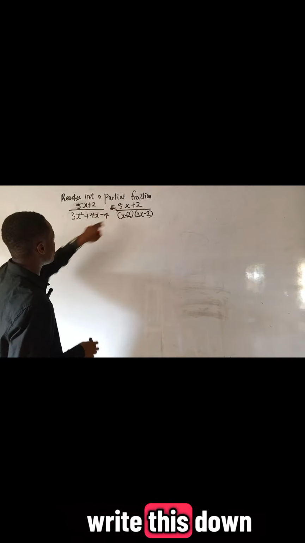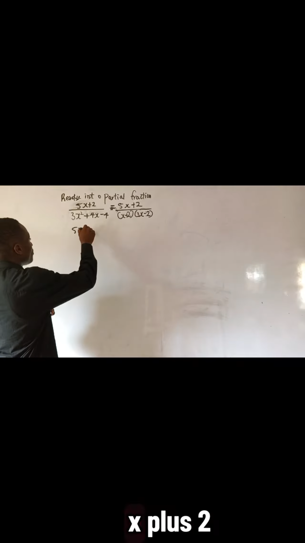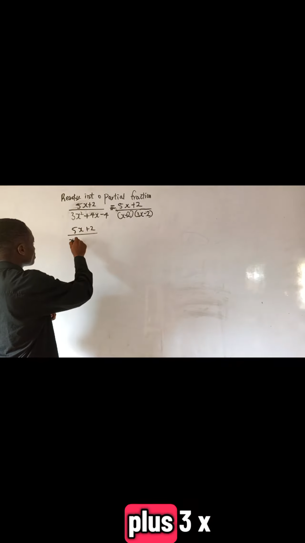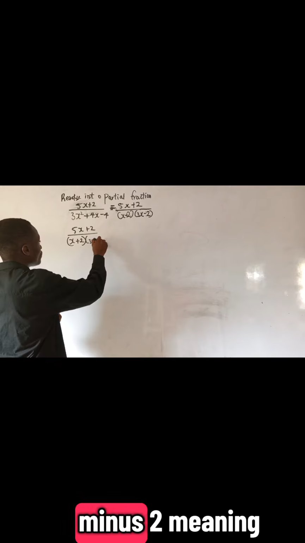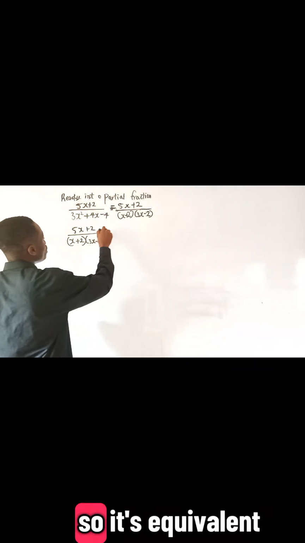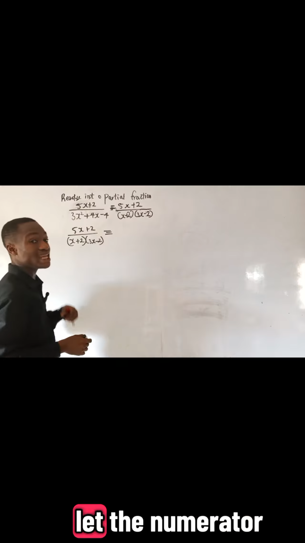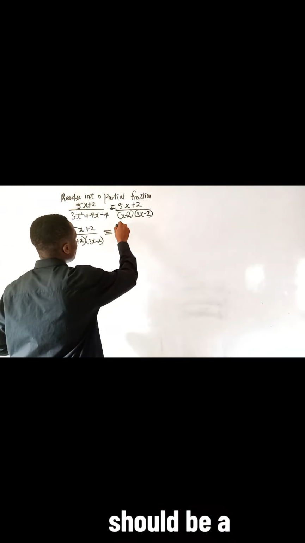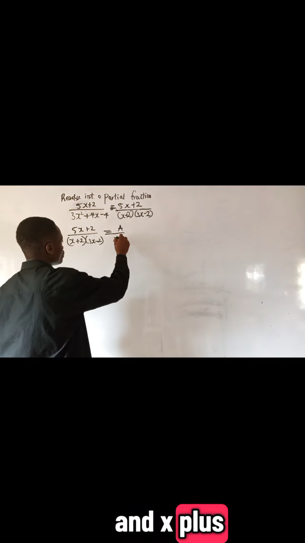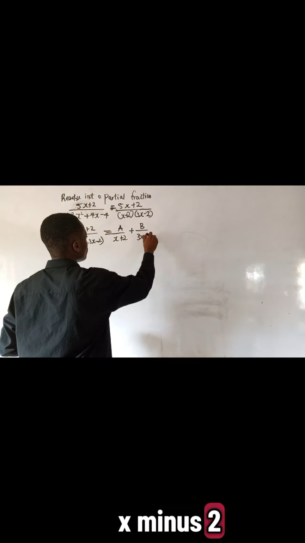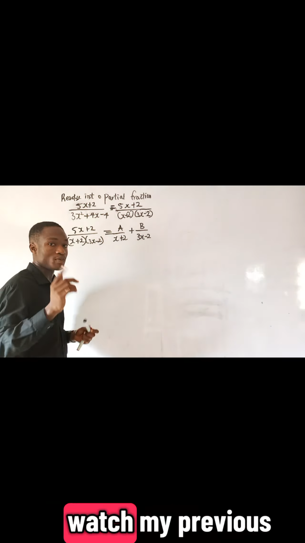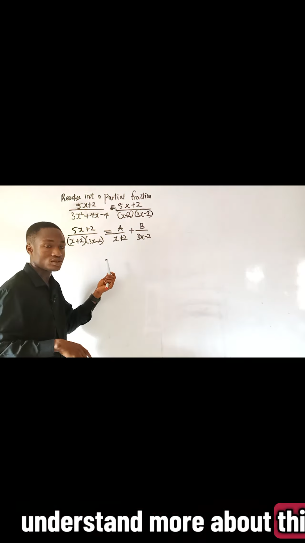So I can write this down here as 5x plus 2 all over x plus 2, bracket 3x minus 2, meaning I'll have 2 fractions. So it's equivalent to what? Let the numerators, since we don't know them, be a over x plus 2, plus b all over 3x minus 2. Please, if you don't understand, watch my previous video so you understand more about this.